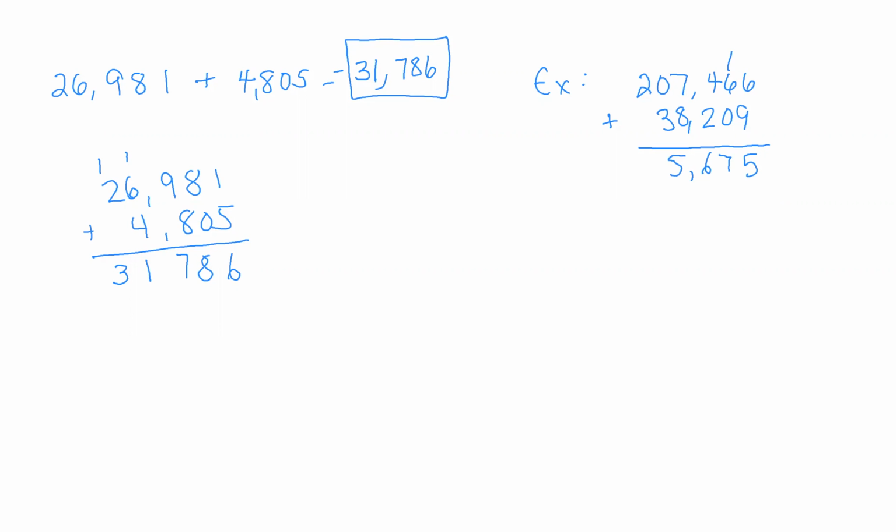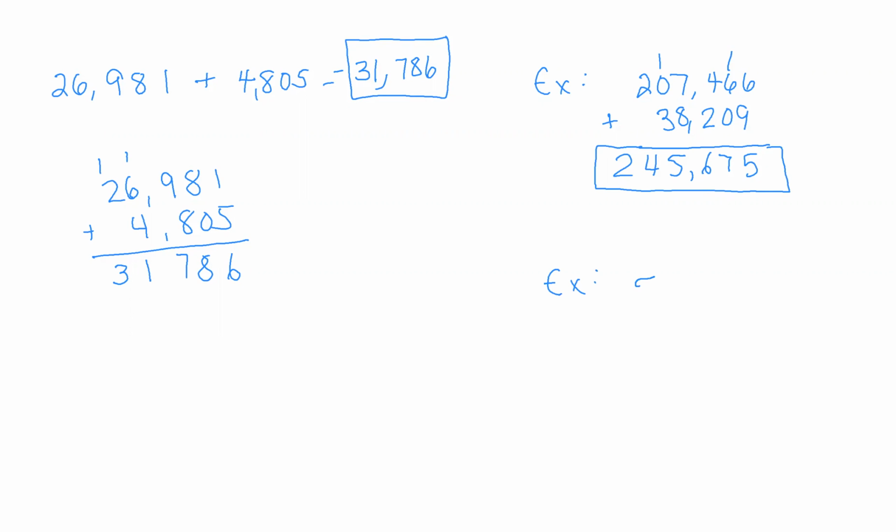I'm going to keep a 5. I'm going to carry a 1. 3 plus 0 is 3. Plus 1 is 4. And there's nothing to add with the 2, so I just drop it down. So my sum is $245,675. Let's try one more, and then we'll look at a word problem.